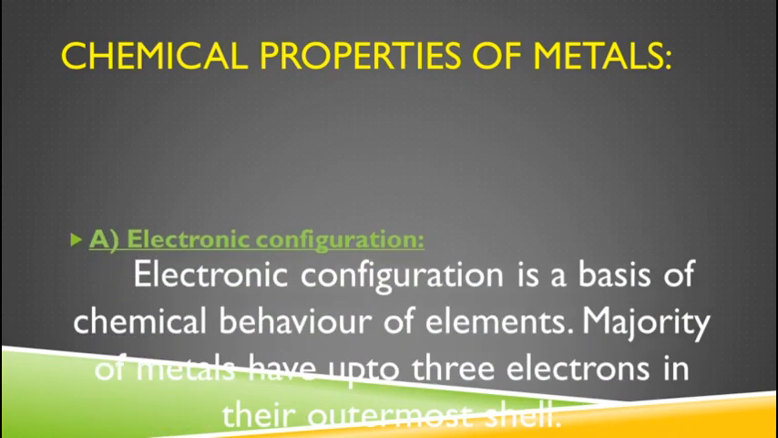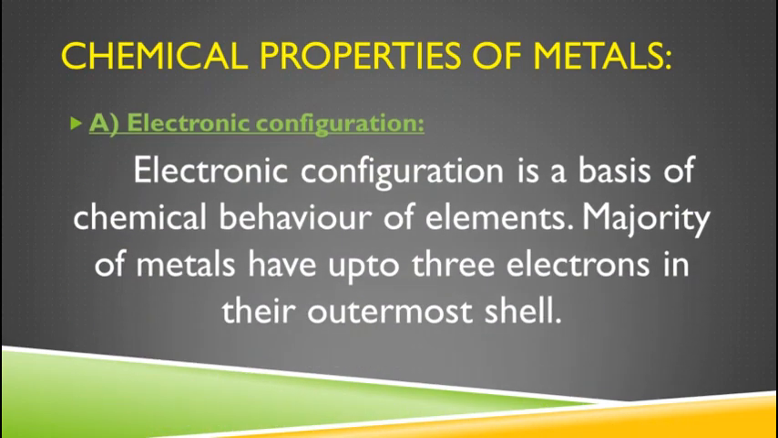So let's see. The first chemical property of metals is electronic configuration. Electronic configuration is the basis of chemical behavior of elements, and the majority of metals have up to 3 electrons in their outermost shell. That means the electronic configuration is the arrangement of electrons present in the element of these metals. So this is electronic configuration, right?